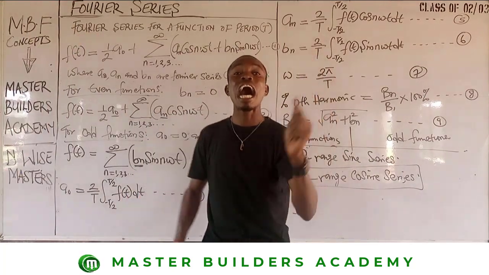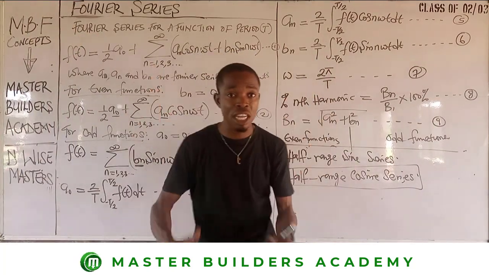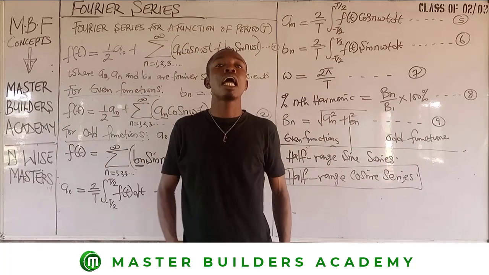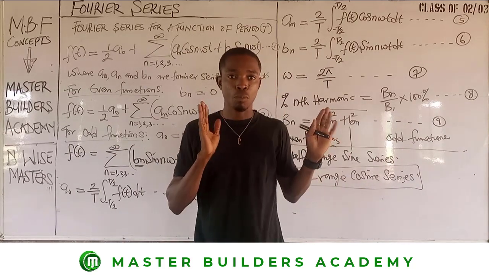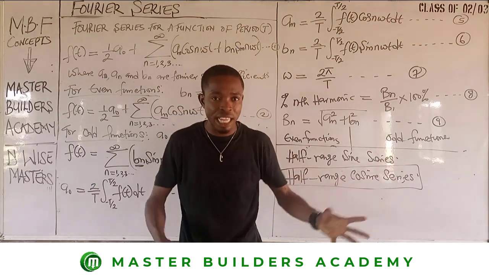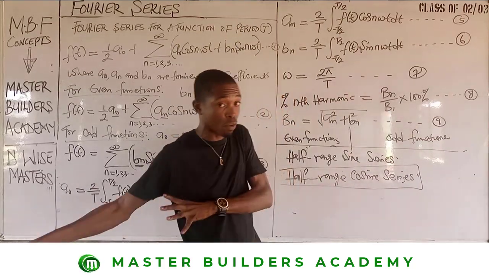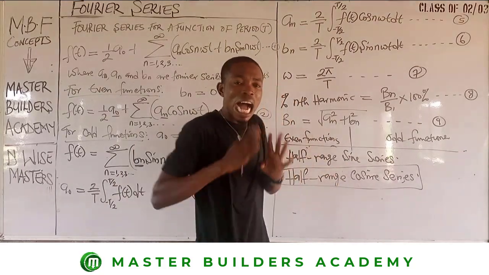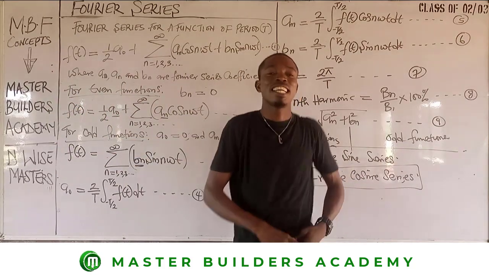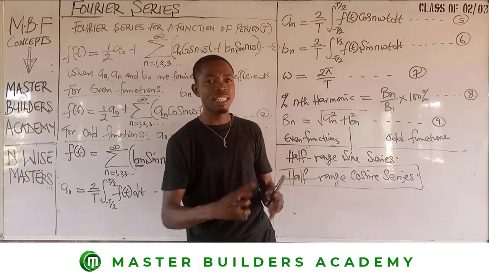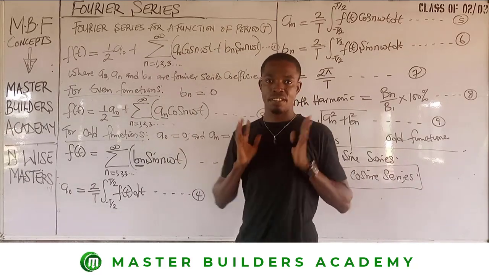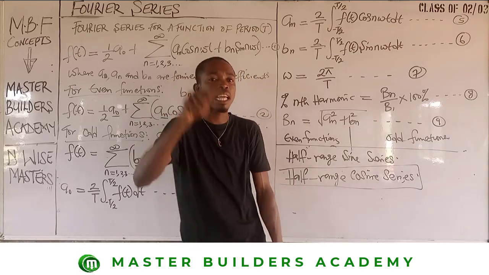So understand that the half range sine series is a series that contains only sine terms, and as such is termed an odd function. While the half range cosine series is a series that contains only cosine terms, and therefore is termed an even function. So guys, at this point, I think I have been able to demystify the mysteries behind Fourier series. Solving problems here now wouldn't be an issue.